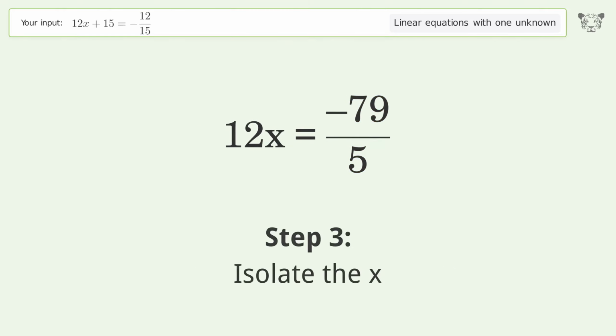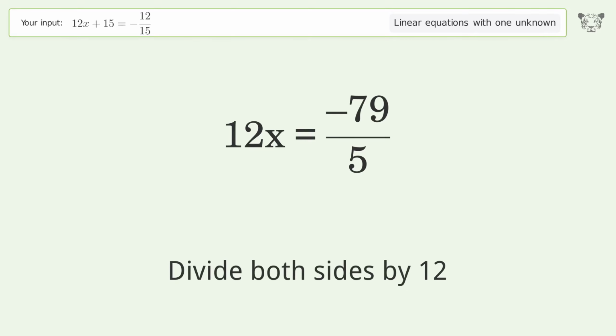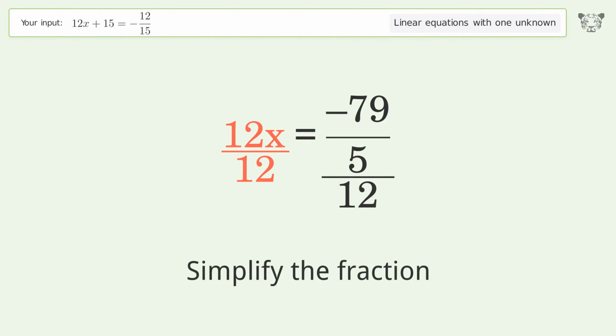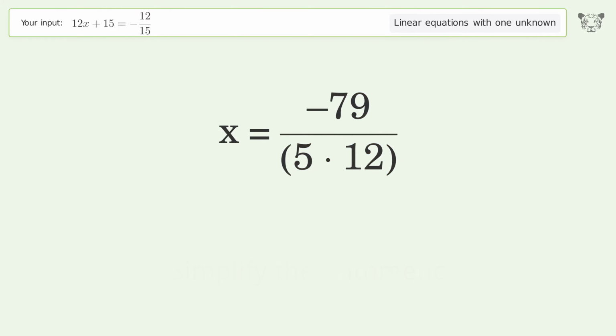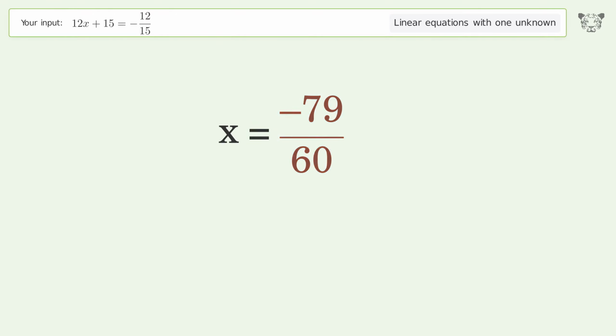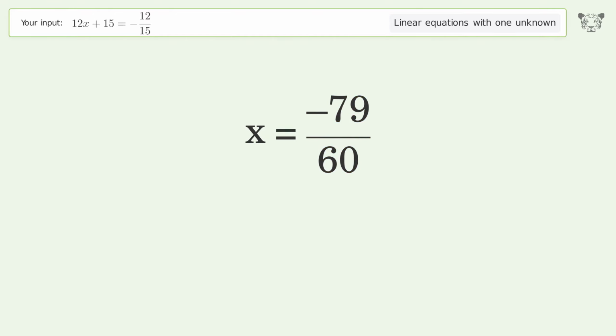Isolate the x. Divide both sides by 12. Simplify the fraction. Simplify the arithmetic. And so the final result is x equals -79/60.